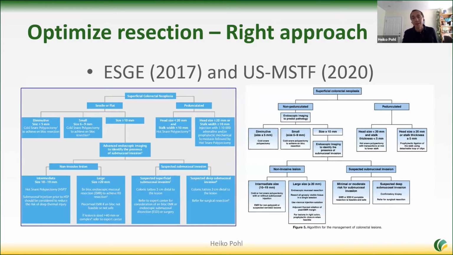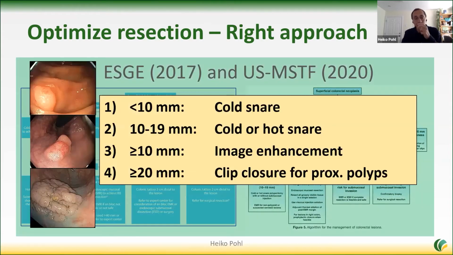Well, the ESGE and the societies know what the right approach is, and therefore they come up with the societal guidelines. Here you can see on the left the ESGE from 2017 and the most recent from the US MSTF 2020. But maybe the most important change is the move from hot to cold snare resection. The primary resection approach should be cold snare resection for all polyps less than 10 millimeters. But the US societal guideline also considers using cold snare resection for 10 to 19 millimeter polyps. Both are fairly new and break with the tradition of using hot snare resection.